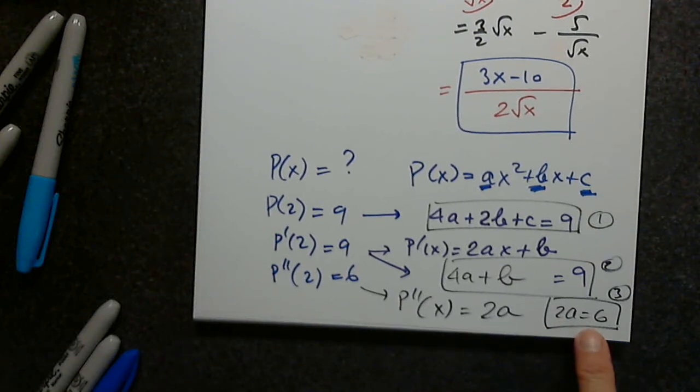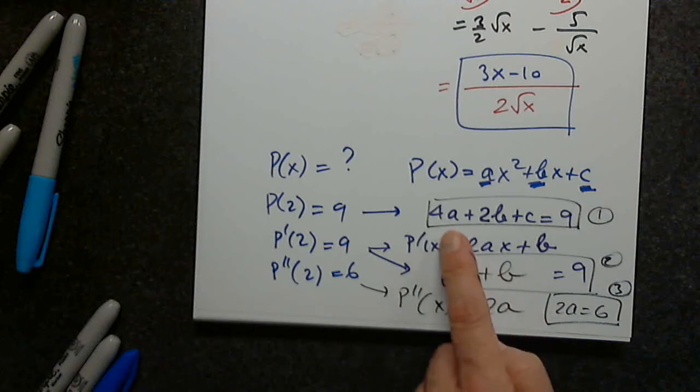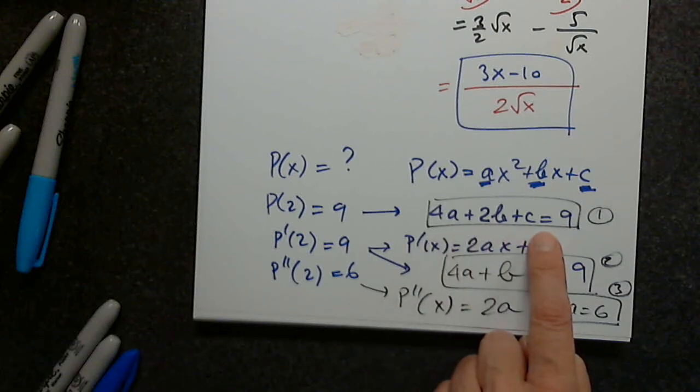You have a from the last one, which is 3, you plug it in, you find b, and then you plug in a and b to find c. Would that be enough?